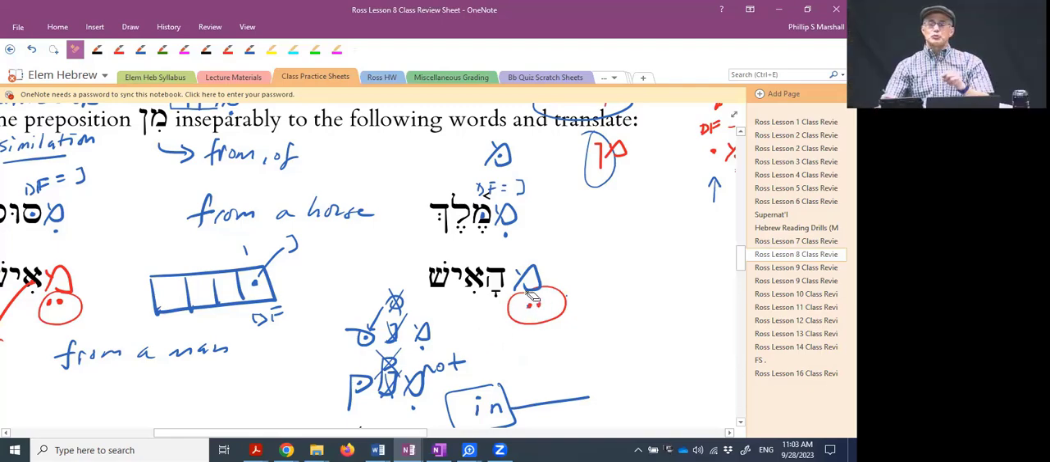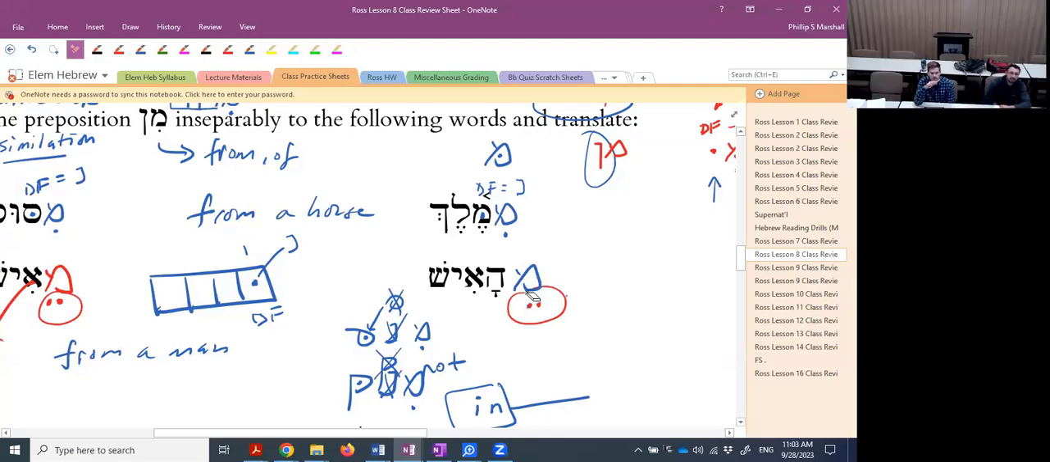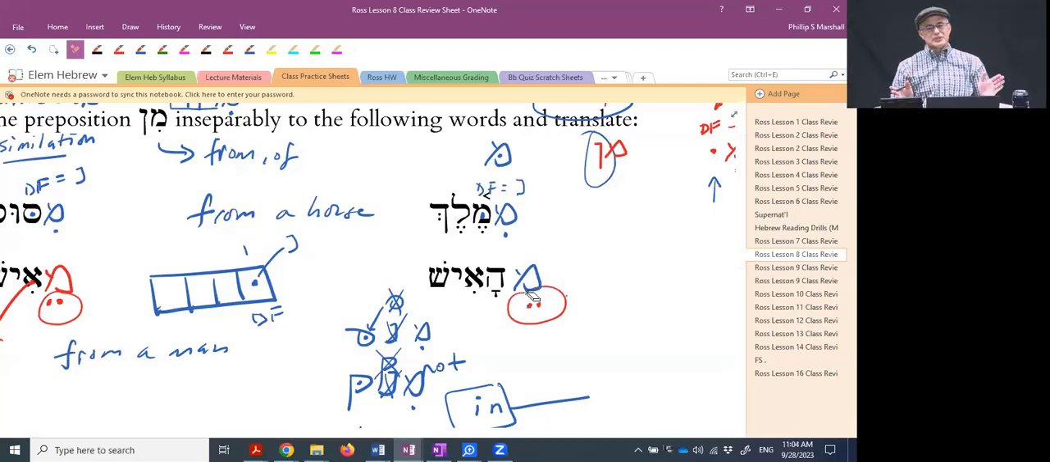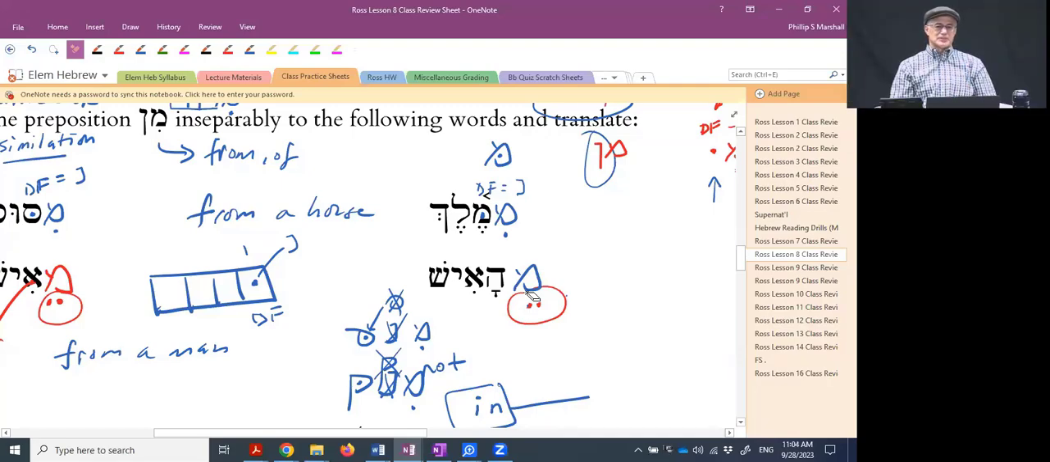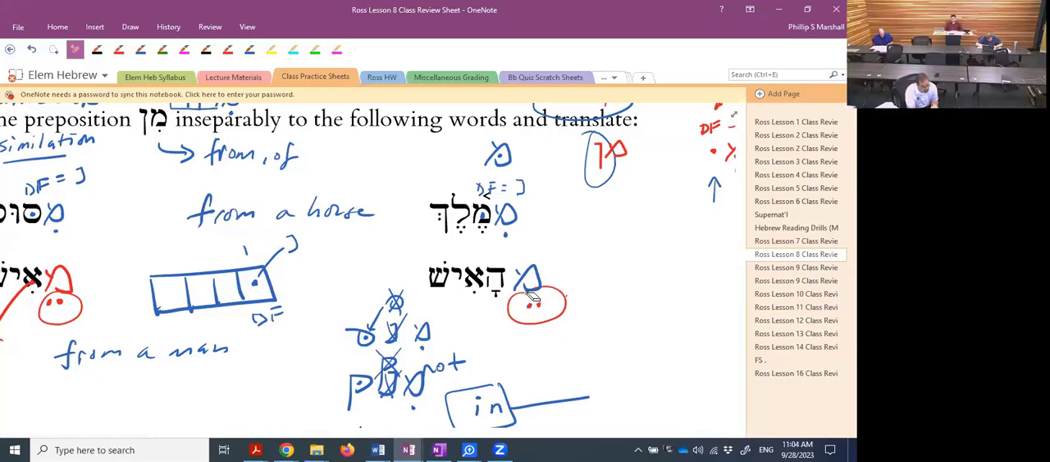So what is happening here? Does the min swallow the hey? No. So the only prepositions that swallow the article hey are which three? Bet, kaf, lamed. The inseparable prepositions bet, kaf, lamed. Those are the only ones that eat the hey sandwich. Okay? Nothing else swallows the hey.